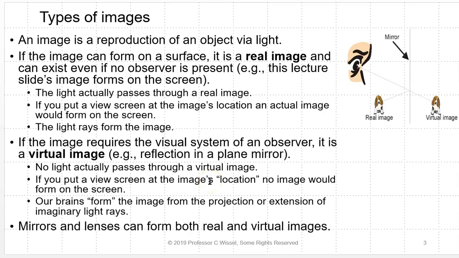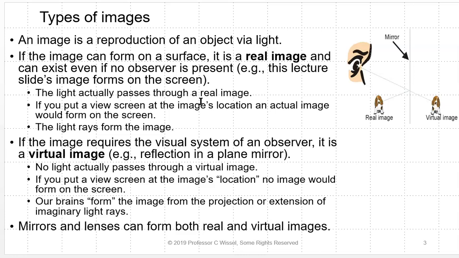Now, an image is basically just the reproduction of an object via light. If the image can form on a surface, it's a real image, and it can exist even if there is no observer present. So in other words, if this lecture were being viewed on a screen in the classroom, you see the image on the screen, it's a real image. So the light actually passes through a real image. If you put a view screen at the image's location, an actual image would form on the screen, and the light rays form the image.